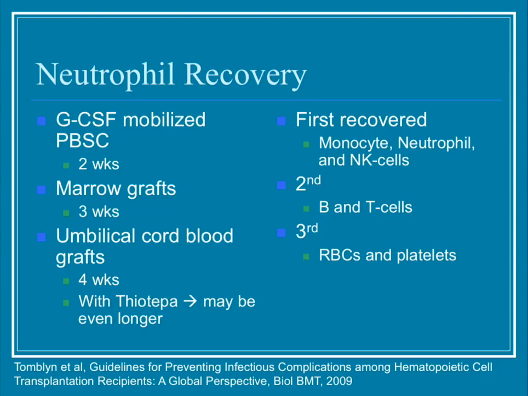With umbilical cord blood, definitely 4 weeks is not unusual. With certain chemotherapies, it can be even longer. And this is just also on the right side saying, first thing to come up, neutrophils, monocytes, NK cells. In theory, the last to come is platelets, but let me tell you, the patients definitely don't read the textbooks, and sometimes the platelets come up also very fast.